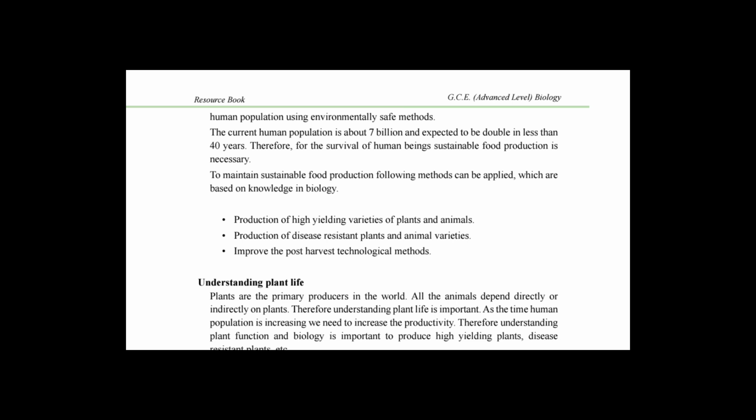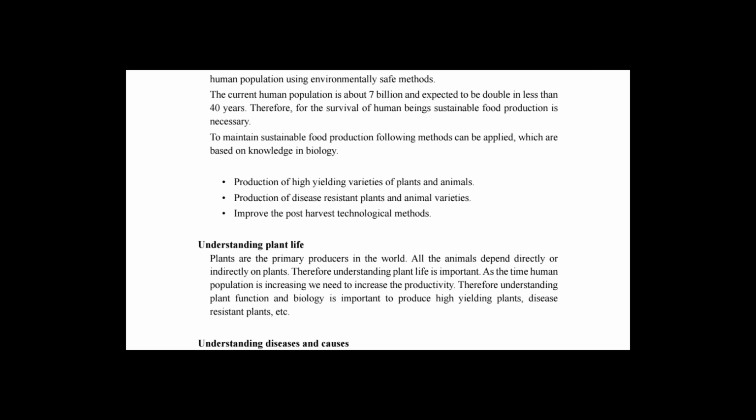Let's see. Production of high yielding varieties of plants and animals. Now these technologies are developed and we know how to produce these high yielding varieties. There are many techniques for that. With the knowledge of biology, we can produce high yielding varieties of plants and animals. Yield means their effectiveness is high, their producing effectiveness.